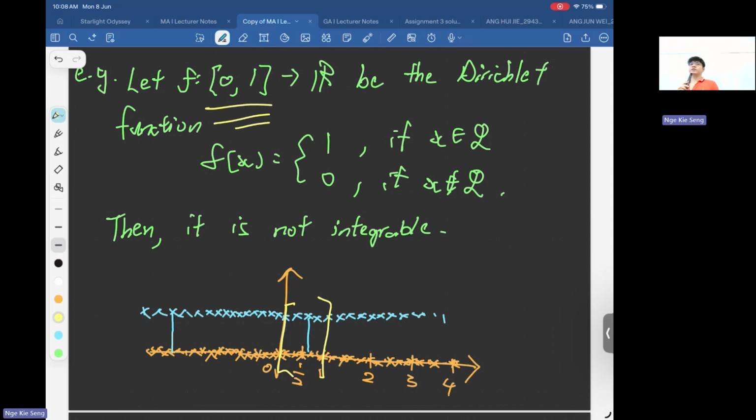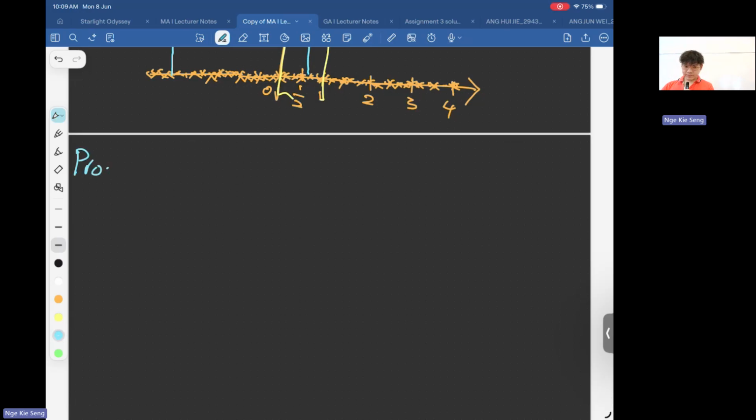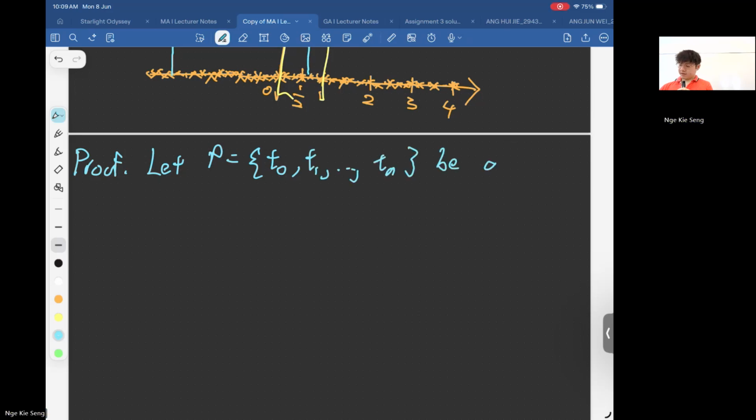So if you have any partition, any interval, because the rationals and irrationals are dense, you will always find some rational or irrational inside the interval. What does that mean here? If you have any partition, just write down any partition. Don't really care how you partition it.